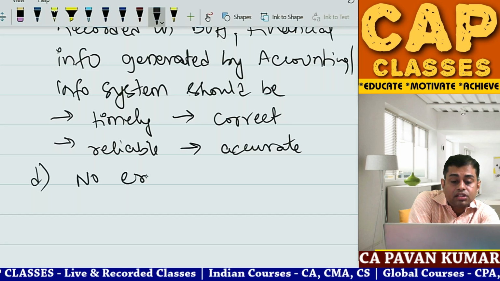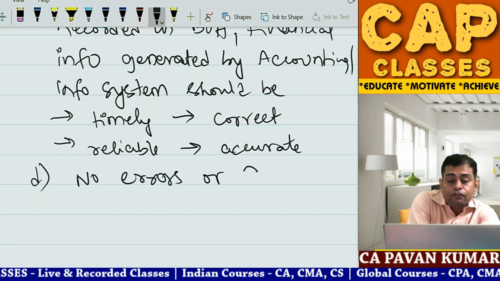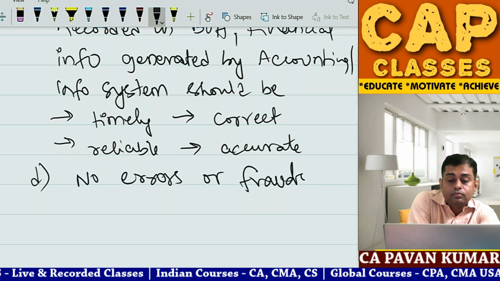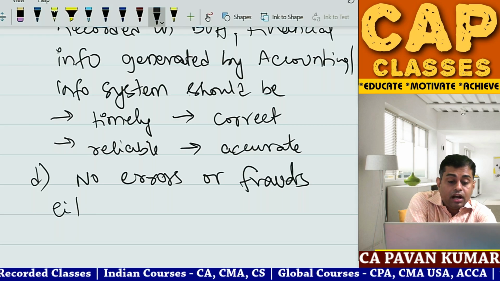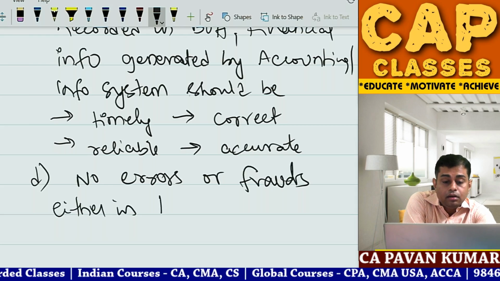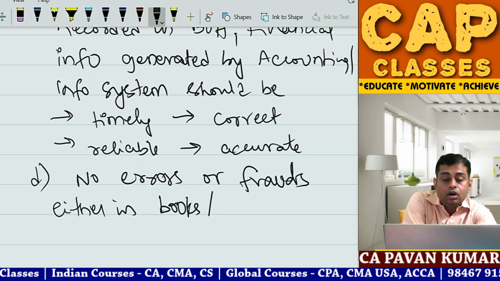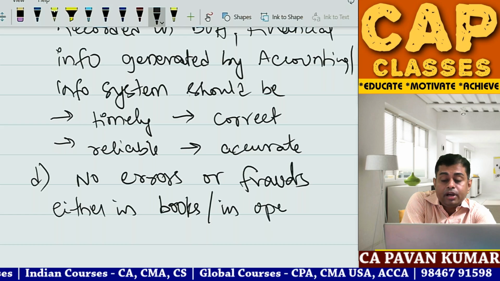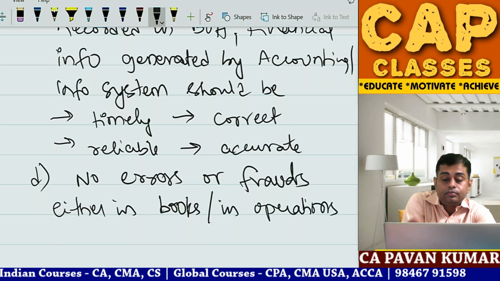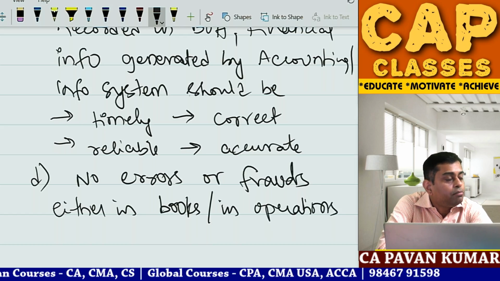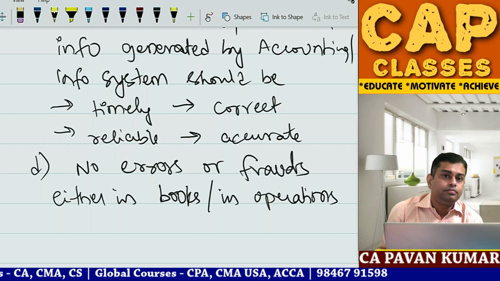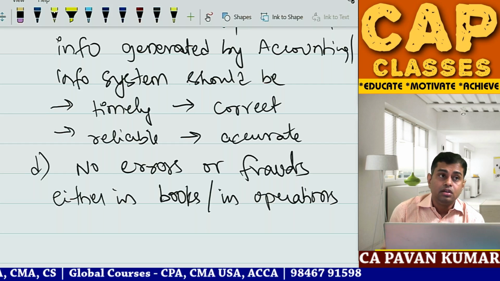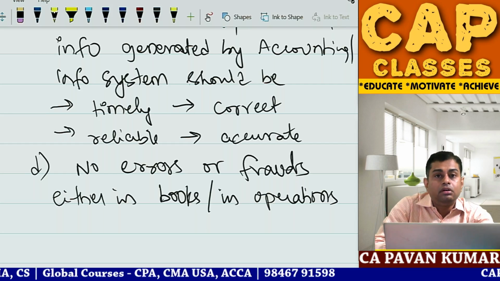D. No errors or frauds, either in the books or in operations. I don't want to see any frauds or errors. I cannot afford the risk, because frauds and errors damage the reputation a lot.